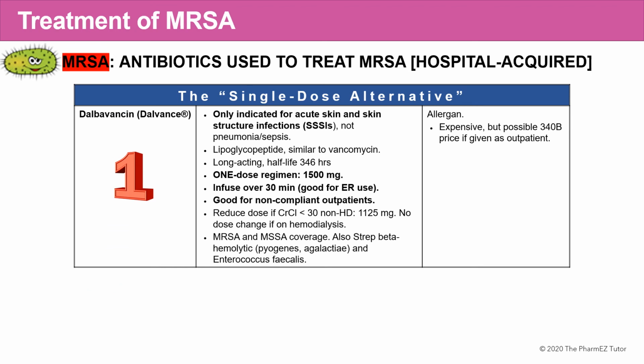Now, another antibiotic that we can use against MRSA is named dalbavancin or Dalvance. And this antibiotic is in a special category which I call the single-dose alternative, which means that you can give the entire dose regimen as a single dose of 1,500 milligrams, and it will cover the entire treatment regimen. It's only indicated for acute skin and skin structure infections.